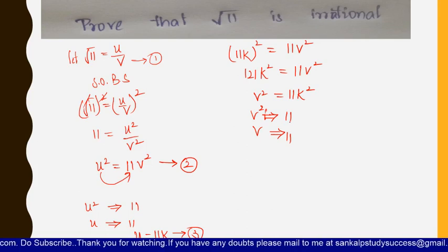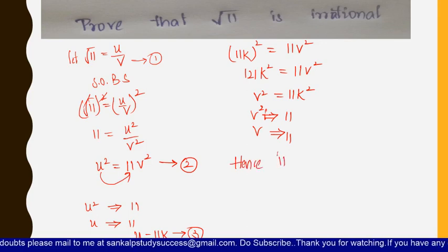And from equation 2 and from equation 3, we can say that u and v have a common factor because u is divisible by 11 and v is also divisible by 11. That means we have a common factor 11. 11 is the common factor. That means what? It is contradicting our assumption. Our assumption is false, and hence you can say that root 11 is an irrational number.